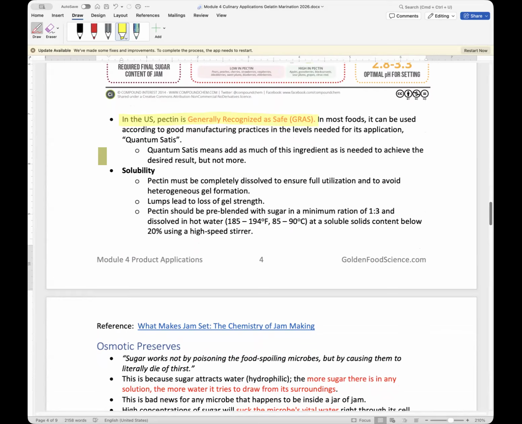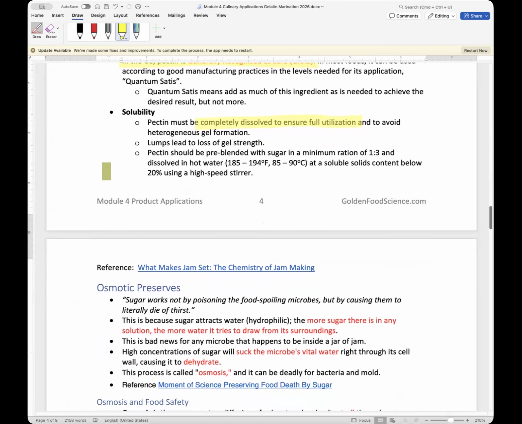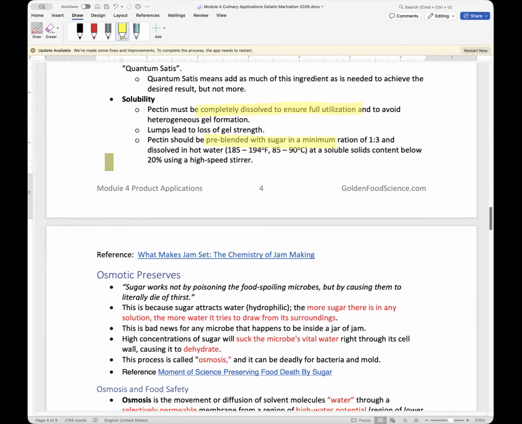If you wanted to thicken something and you didn't want to add starch to it, you could look at pectin. Pectin, of course, makes a clear gel, so that's kind of nice. Some things about pectin: it must be completely dissolved to ensure full utilization and a homogeneous gel formation. Otherwise, you get lumps. So the best way to do that is to pre-blend your pectin with some sugar and dissolve it in hot water.